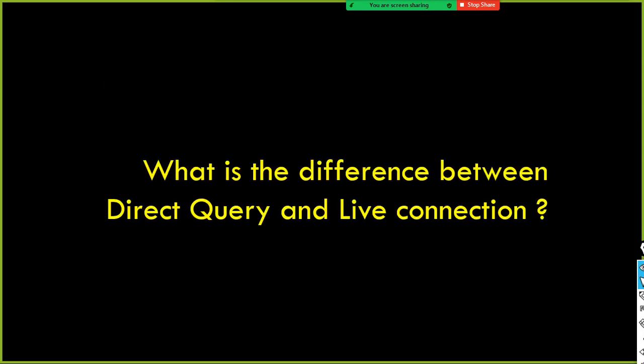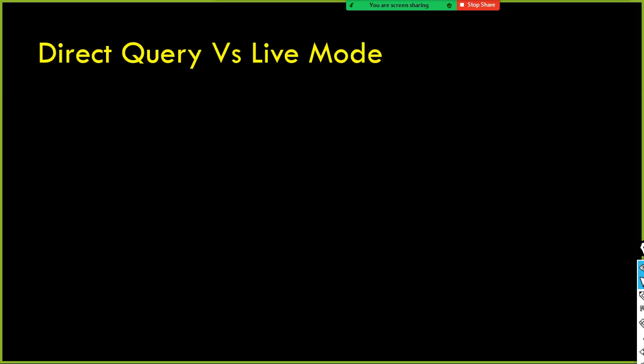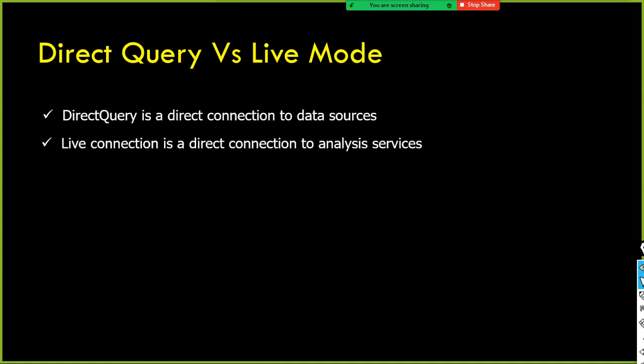Now the question is, what is the difference between direct query and live connection? As I already discussed about the advantages and disadvantages, direct query is a direct connection to a data source. Even the live connection is also a direct connection to Analysis Services. It's only for analysis. So that is the difference. Apart from this, with direct query, you can still model the relationship.